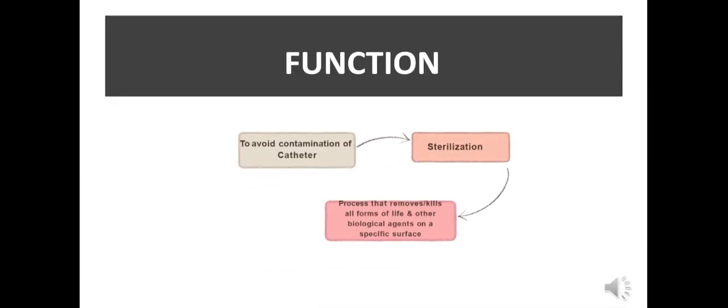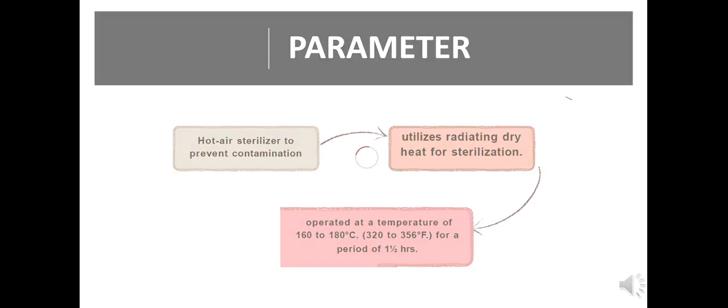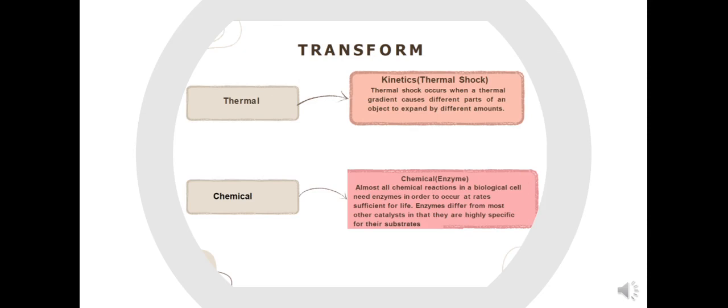So the function of the catheter is to avoid contamination, and it is achieved by sterilization, which removes all forms of life and other agents on the specific surface. And the hot air sterilizer prevents contamination by utilizing radiating dry heat. So thermal energy is converted to chemical energy here.